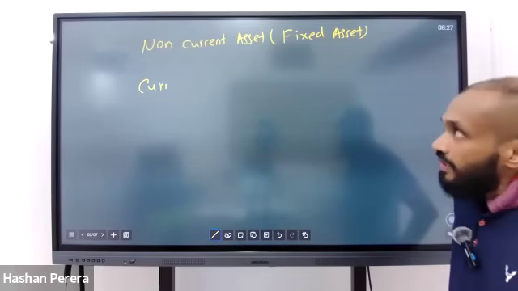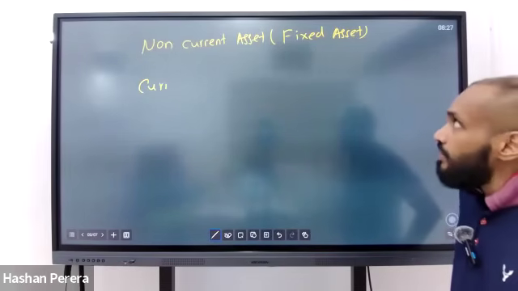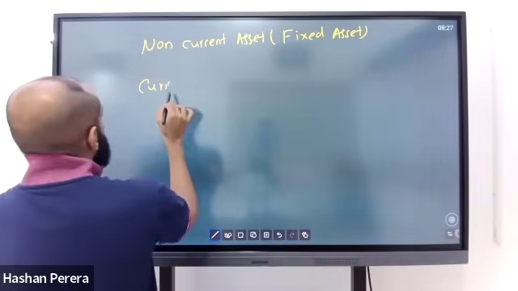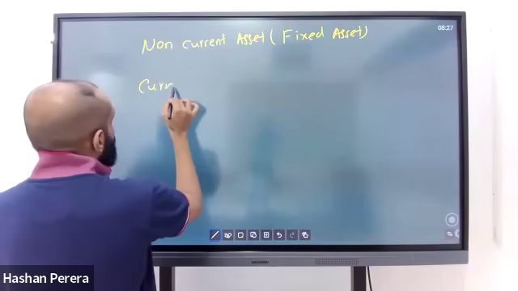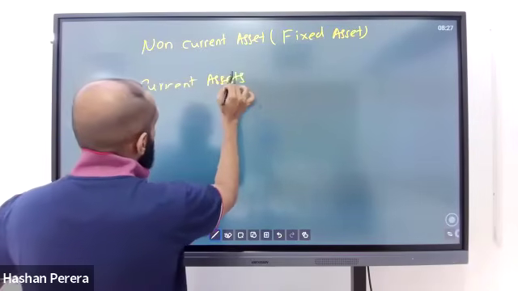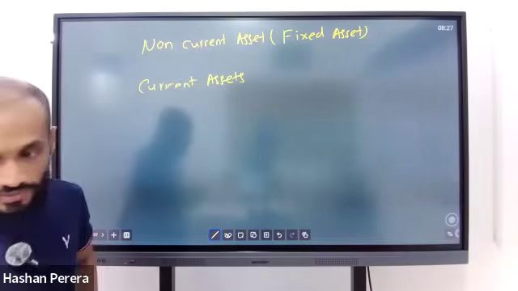Investing on non-current assets, in brackets fixed assets, close the brackets, and current assets.